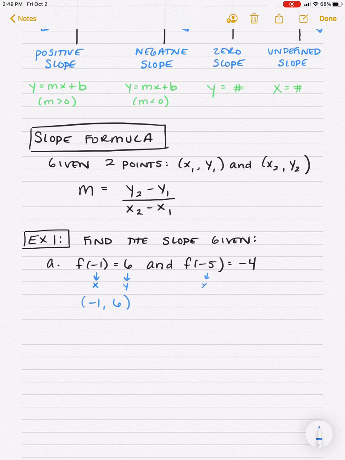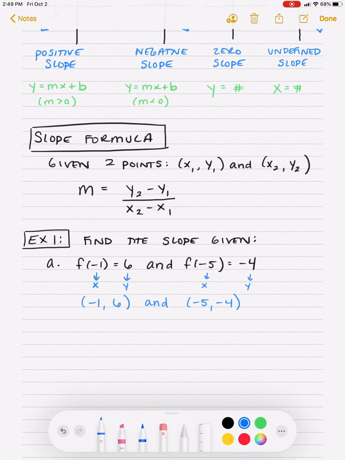Again, the -5 is the x coordinate, the output -4 is the y coordinate, and so what we have is two ordered pairs: -1, 6 and -5, -4. So we'll get used to seeing that throughout the year written in function notation.